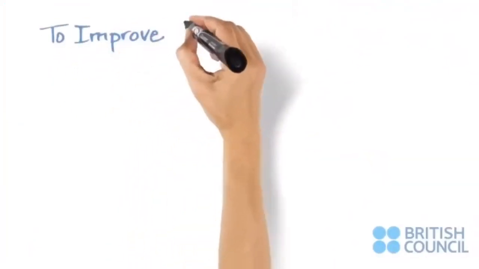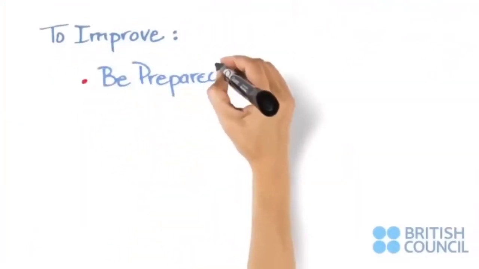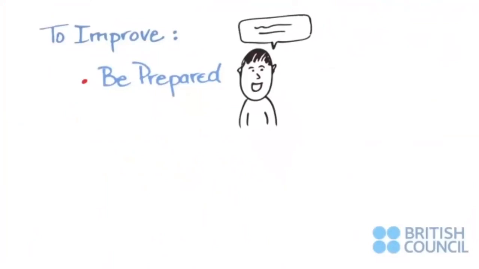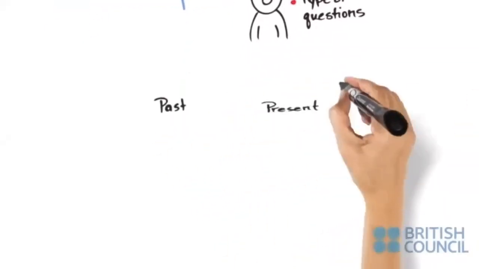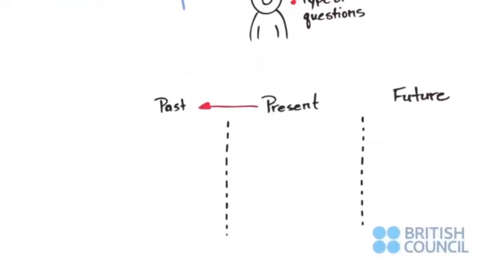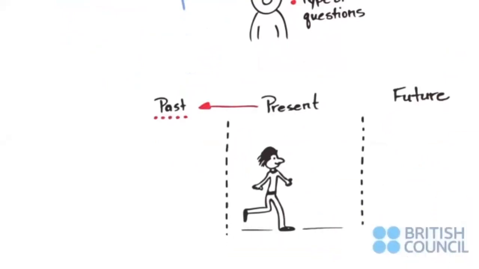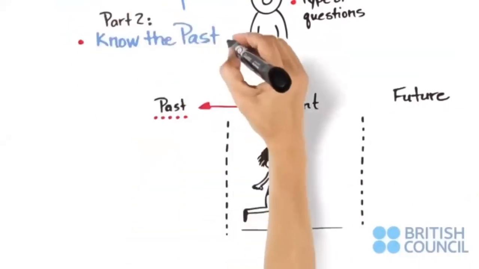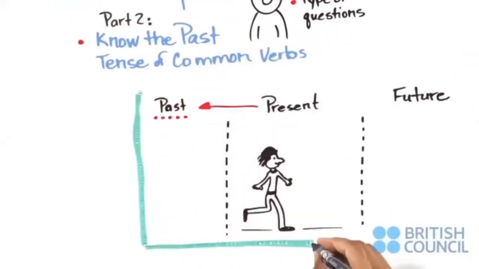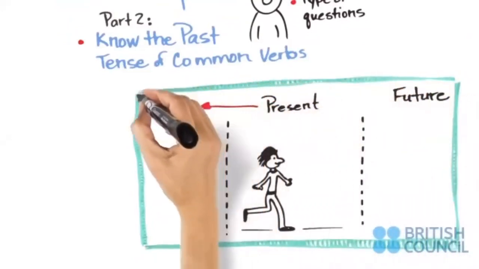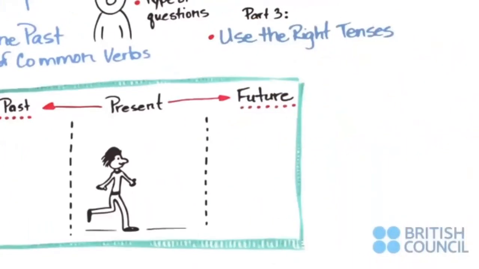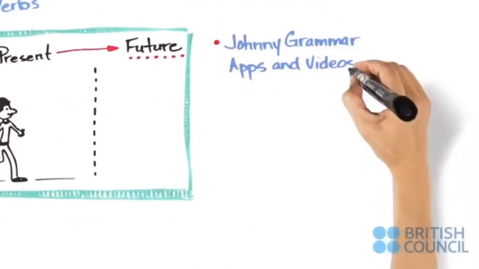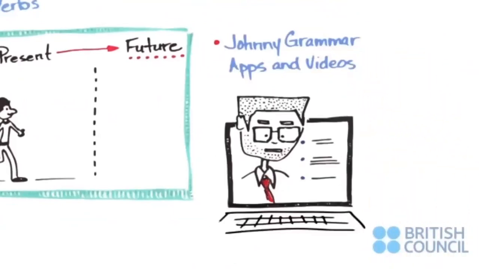To improve your grammar, take these steps. Be prepared. Make sure that you know the speaking test format and what type of questions to expect in each section. Many tasks in Part 2 of the IELTS speaking test relate to the past, so you most likely use past tenses. Ensure you know the past tenses of common verbs. Some questions in Part 3 ask you to speculate about the future, so use the right tenses in the answers to reflect this. Look out for the British Council's Johnny Grammar apps and videos that can help explain the commonly used tenses for you.